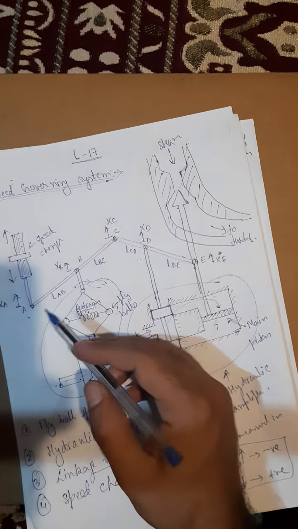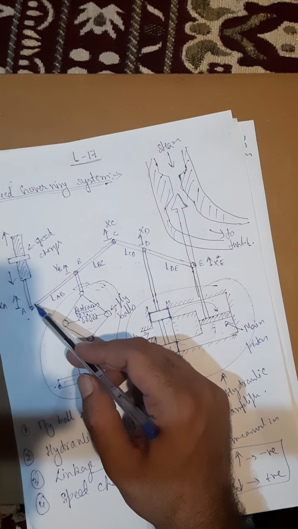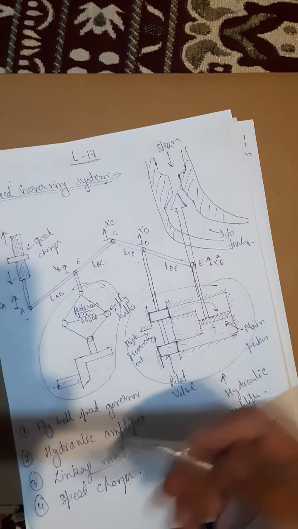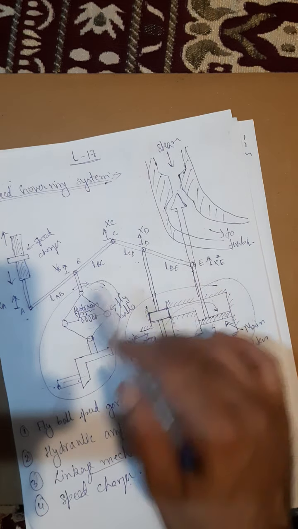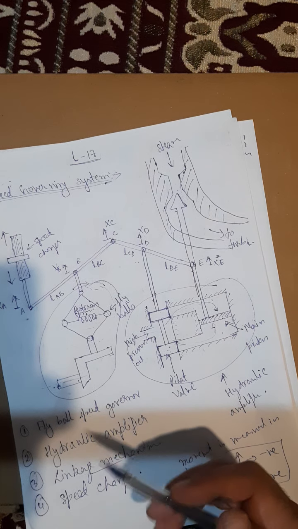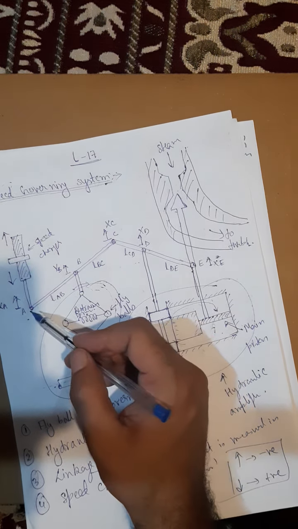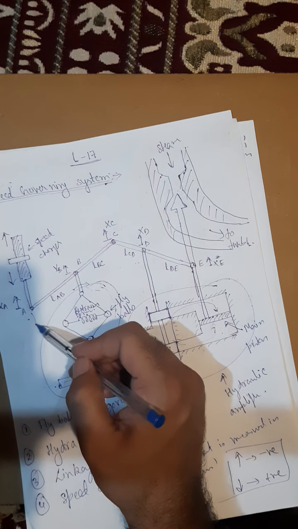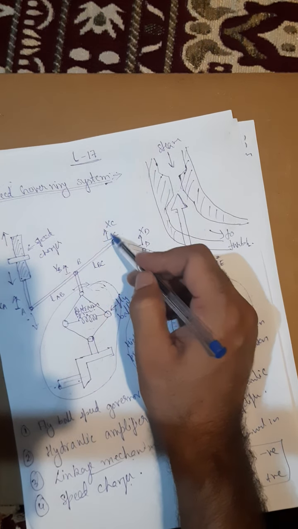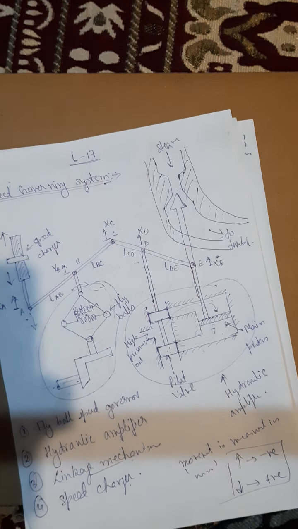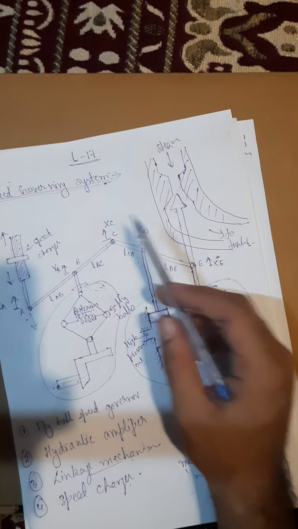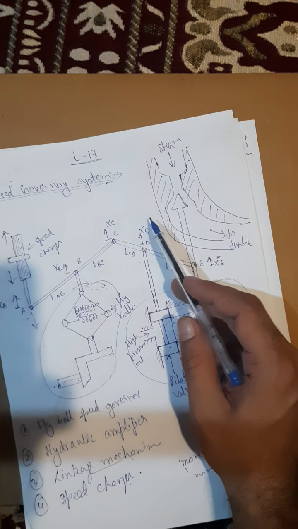So I am saying this movement of point A sets into motion a sequence of events that will take place in this system. First, downward movement of point A will cause an upward movement of point C. As point C moves up, point D also moves up. How?